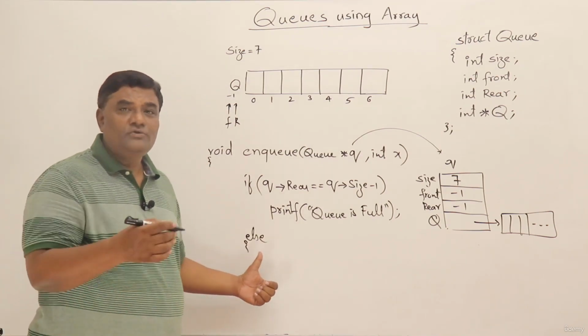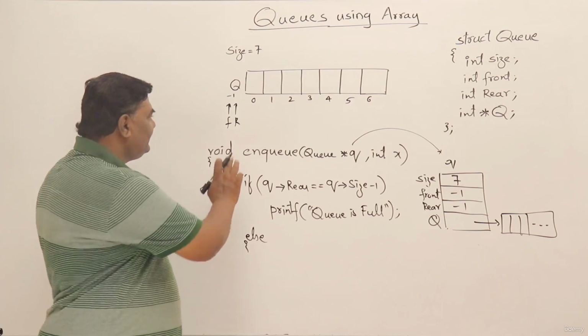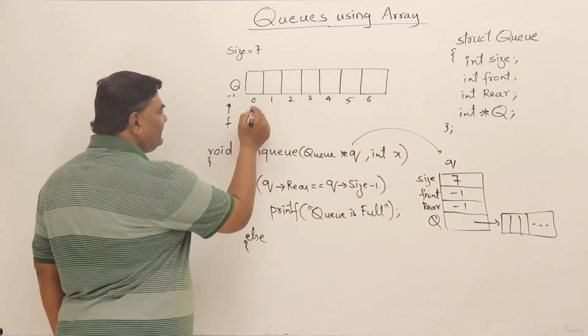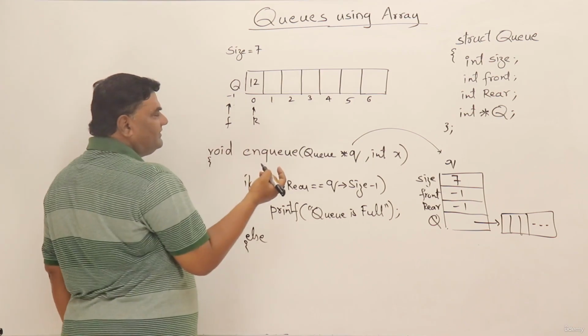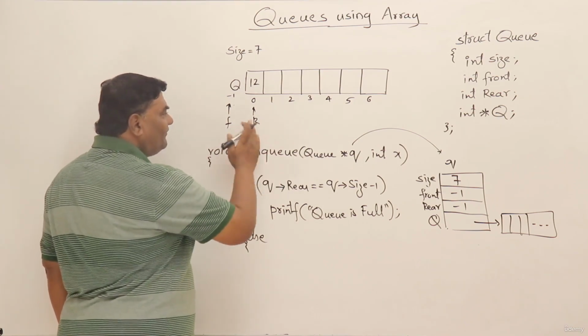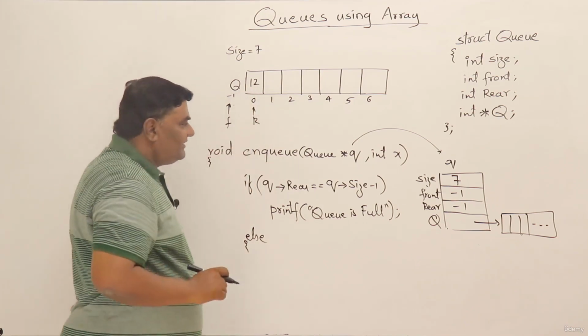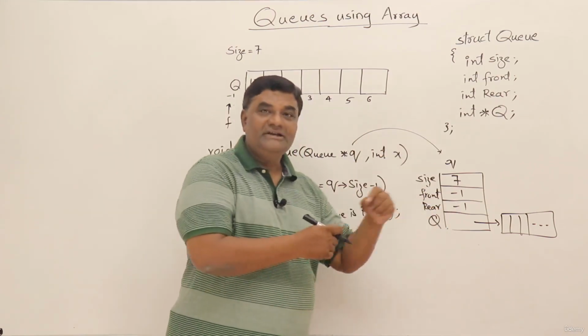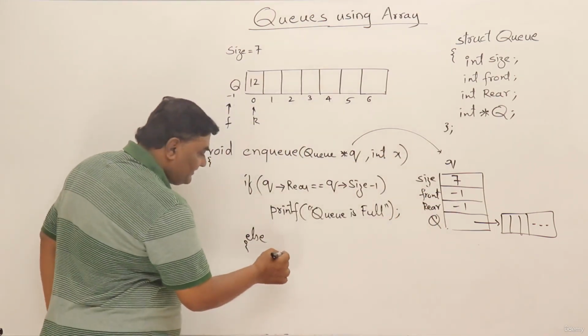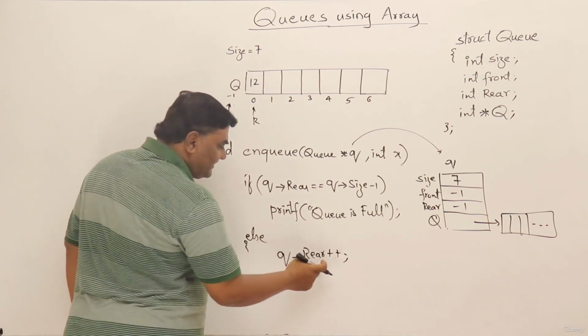If it is not full, then we can insert the element. So else, how to insert the element? For inserting an element, we should move the rear pointer one step and then insert the element. That's it. The step is simple. Move rear and insert the element. So this rear I should move, this rear. So Q's rear plus plus. So Q's rear is moved.